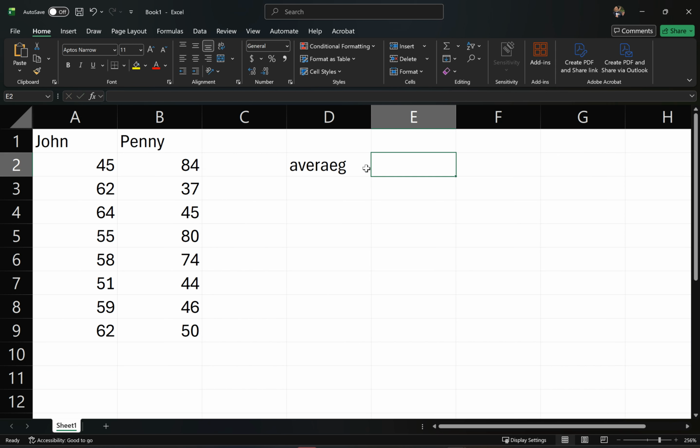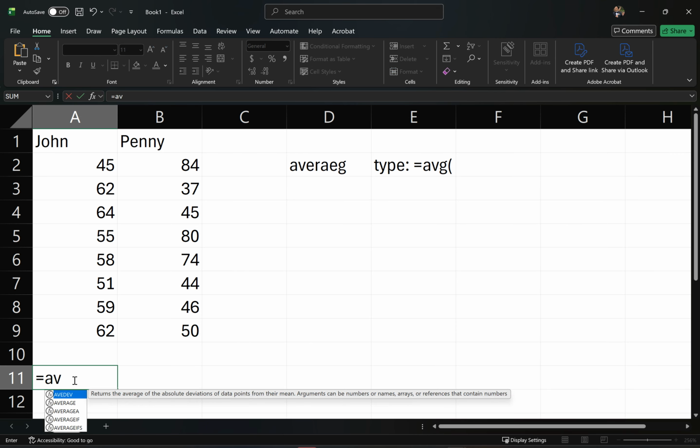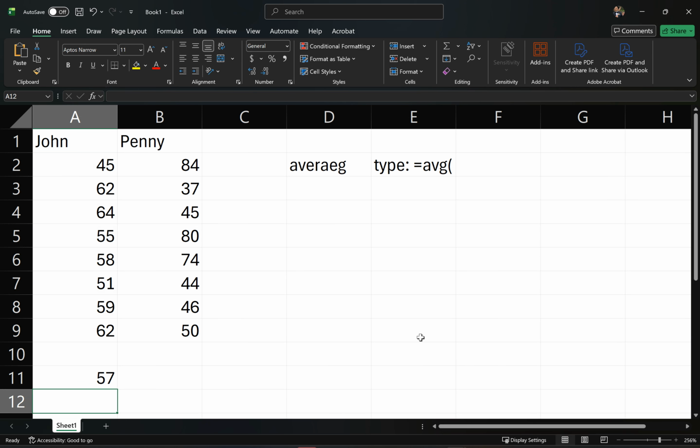To find the average, you type in equals AVG, open brackets, and you highlight the cell. So here we go, I'm going to do an example for you to see. Equals AV, actually it says average there. Sorry, you actually write out the word average. Open brackets, and you highlight the cells, just like that. Close the brackets, and you've got an average of 57.